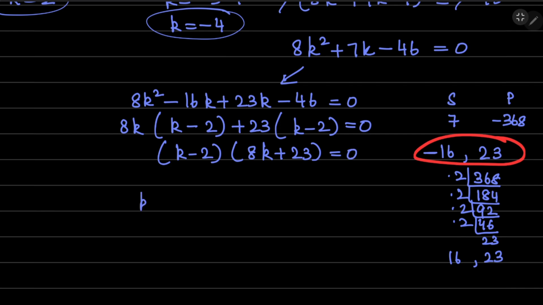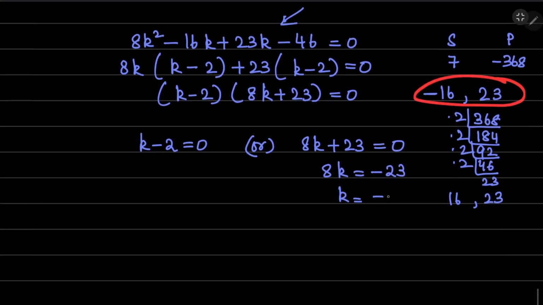So either k minus 2 equal to 0 or 8k plus 23 equal to 0. Or 8k equal to minus 23, or k equal to, what are you getting? Minus 23 divided by 8. Or k equal to plus 2.